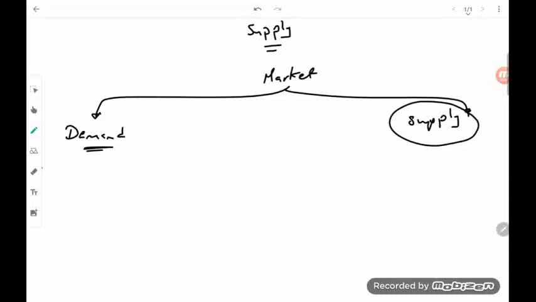So we have to think from the point of view of the producer. This producer would like to maximize his own profit. He has one main objective, which is profit maximization.